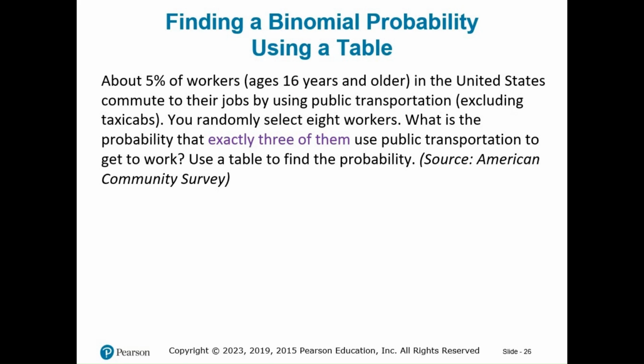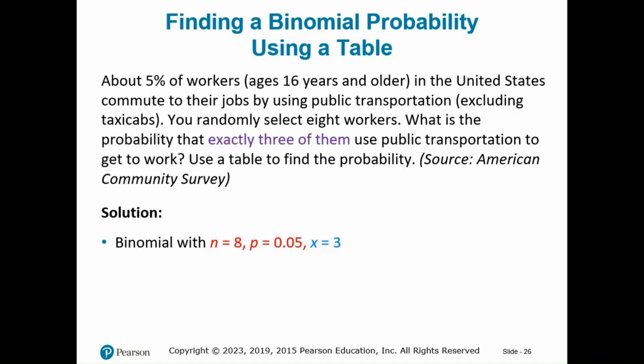What is the probability that exactly 3 use public transportation to get to work? Use a table to find the probability. Well, we can quickly evaluate this to be a binomial experiment because it has a fixed number of trials, so n equals 8 workers. Either a worker commutes via public transportation or they don't, so there's a clear success or failure, success being that they do, so p equals 0.05. They are asking what the probability is that exactly 3 of the 8 do use public transportation, so our x is 3.